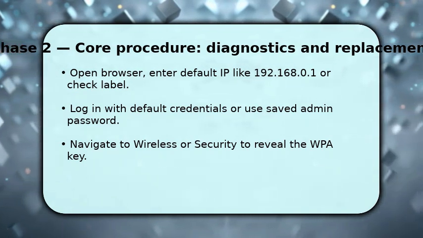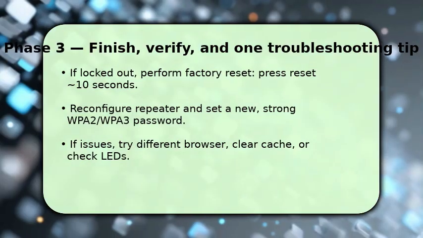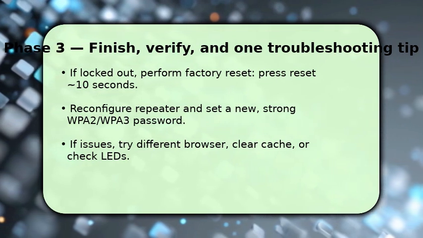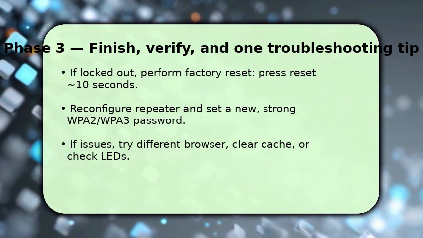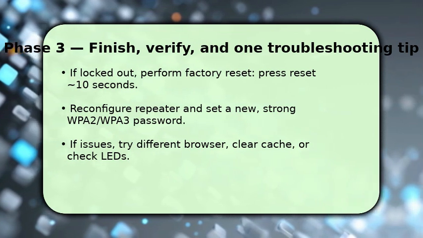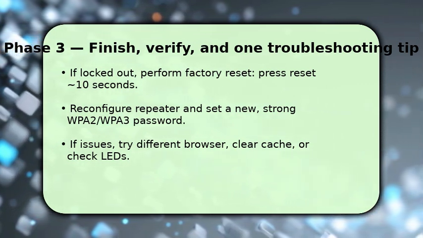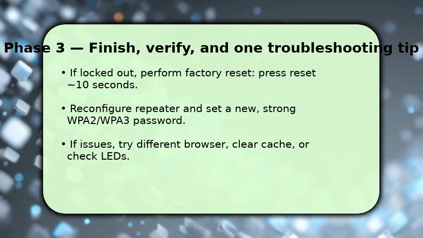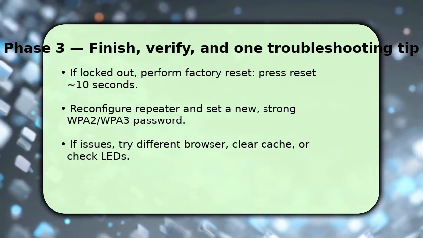If you can't log in because credentials are lost, perform a factory reset by holding the reset button for about 10 seconds. This restores defaults so you can use the sticker credentials. Once reset, immediately reconfigure the repeater. Join it to your main network, set a new strong WPA2 or WPA3 passphrase, and save changes.